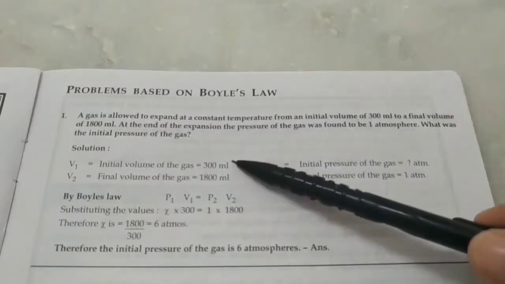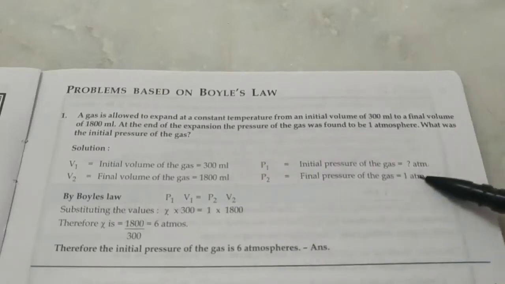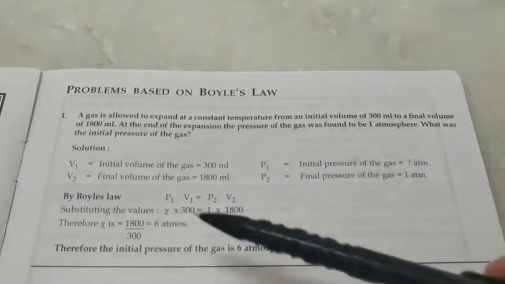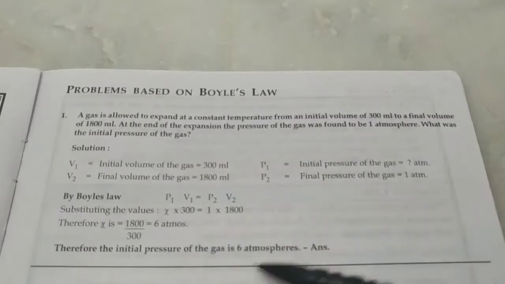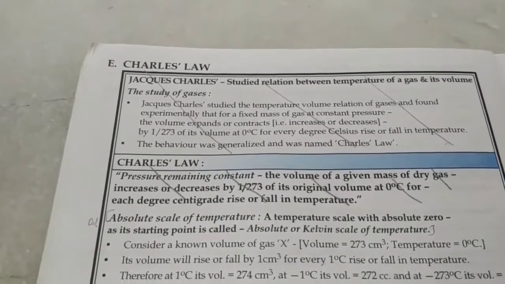Note that the units should be same here and here. We need not convert it to SI units. Just substitute the values, cross multiply, and get the final answer. So the numericals are very easy in this chapter if your formulae are well studied. Next we go for Charles' law.